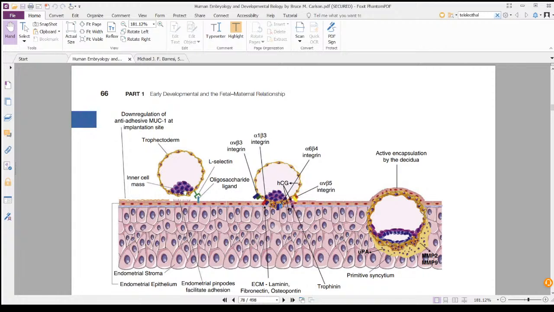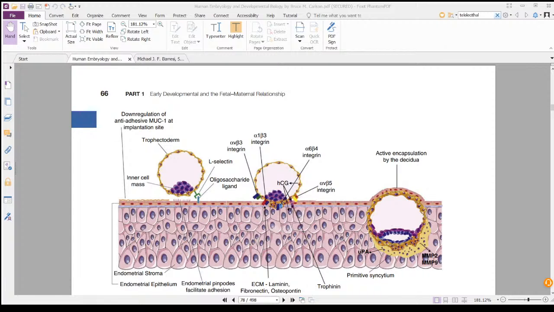Now when the blastocyst approaches, the signaling event leads to down regulation of production of mucin only at the area of contact, so that the anti-adhesiveness reduces, and then the blastocyst can successfully attach to the site of the epithelial lining of the endometrium where the pinopods are present.